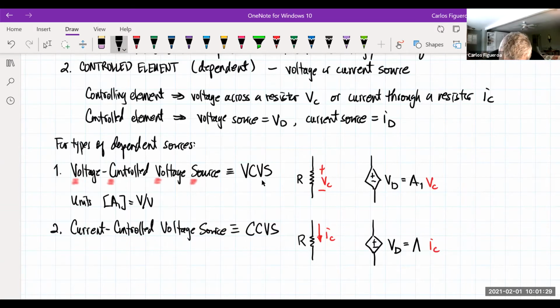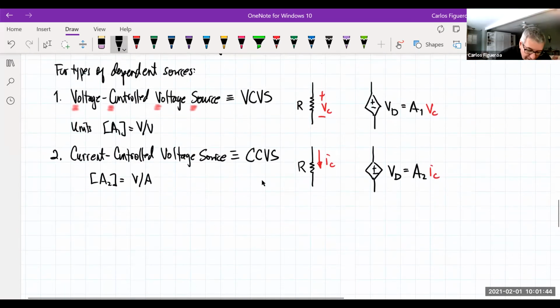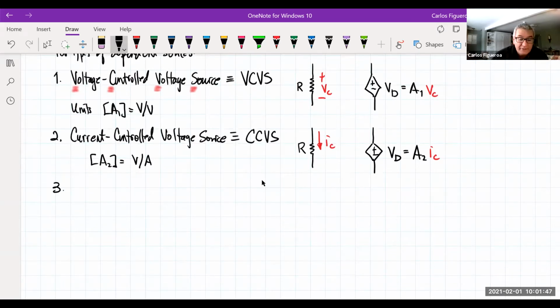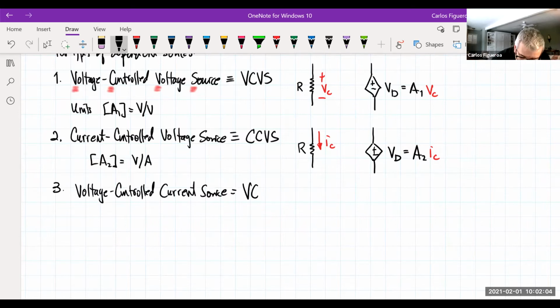So I should have a different scaling constant or gain. And in this case, if I look at the units of A2, you can see that they have to be volts per amp. And then I can go through the other three here. So now what am I going to have? I could have the opposite, which is a voltage controlled current source. And of course, this is VCCS.